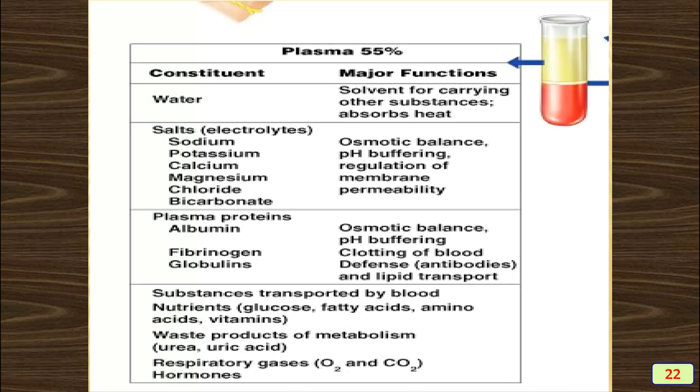Then plasma, 55% of which is water, with content as per the situation required, whereas salts like sodium, potassium, magnesium, chloride, and bicarbonate are always required for the buffering action. And plasma proteins are albumin, fibrinogen, and globulins. These serve for osmotic balance, pH buffering, and the defense mechanism of every cell.